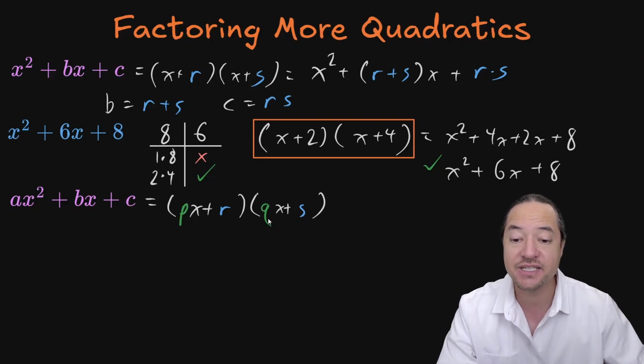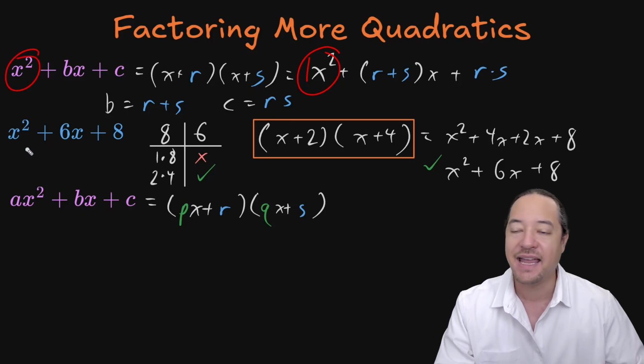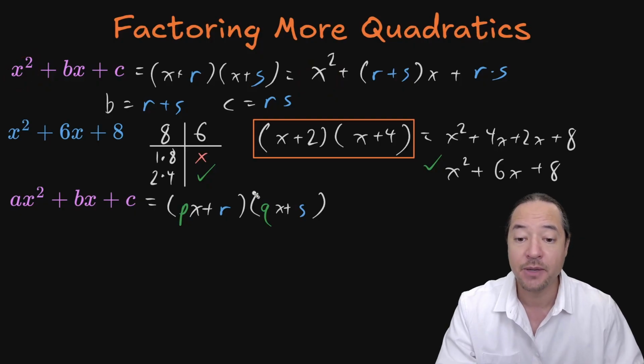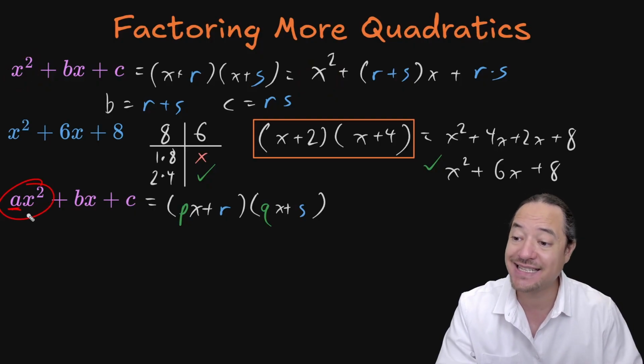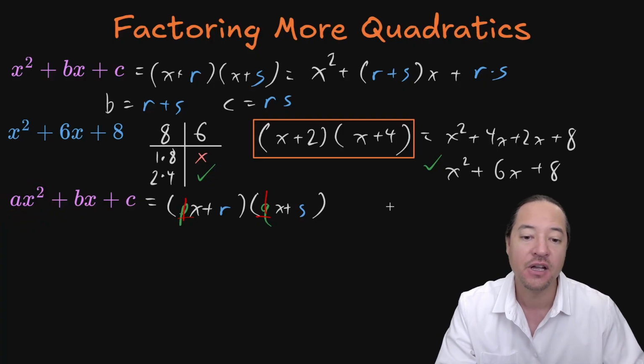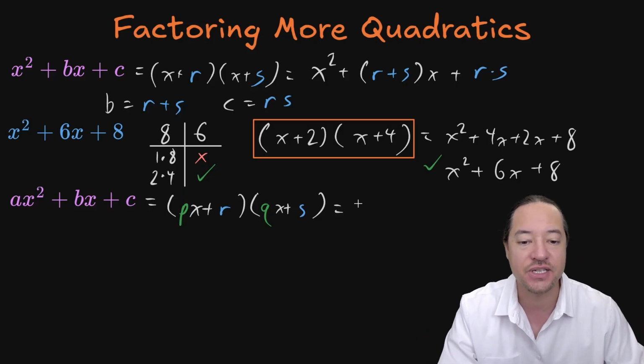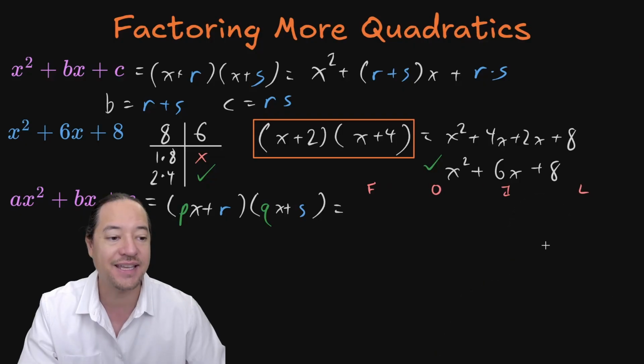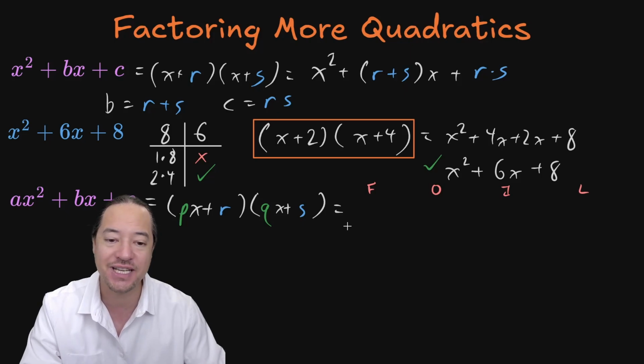Previously we had assumed that these are going to be 1s, because when you multiply them together, 1 times 1 just gives you a 1x squared. For that special case, we're only dealing with an x squared as the first term of the polynomial. But here we have an ax squared where a is not 1. And so we cannot assume that p and q here are 1. They could be anything. So let's FOIL this out and see what we get when we FOIL these two factors together. We're going to look at first times first, outer times outer, inner times inner, and then last times last.